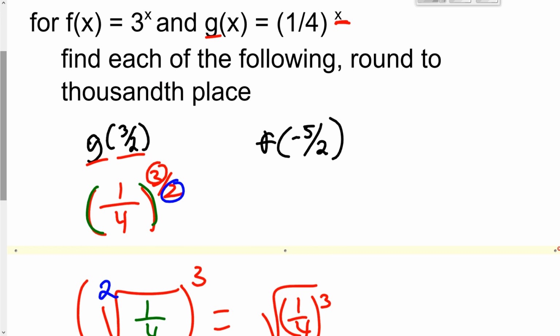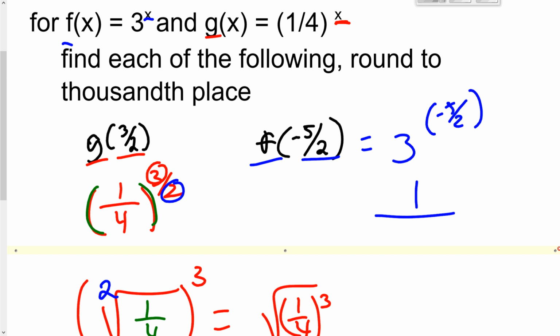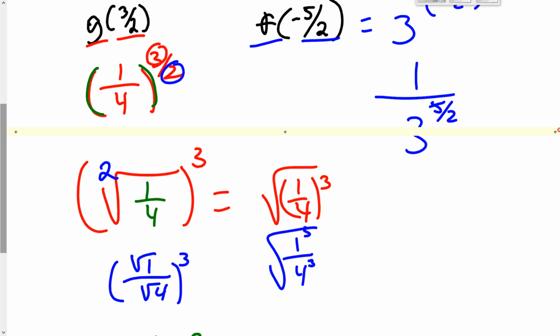Okay, this one, f, so that means I'm plugging into f, and here's my x, so that x right there is going to be negative 5/2. So you remember the rules of exponents that say when we have a negative exponent, we can make it positive by putting 1 over the top, and now it's 3 to the positive 5/2. So now we have a positive exponent, 1 over top, and now we can rewrite the fraction exponent as a radical.